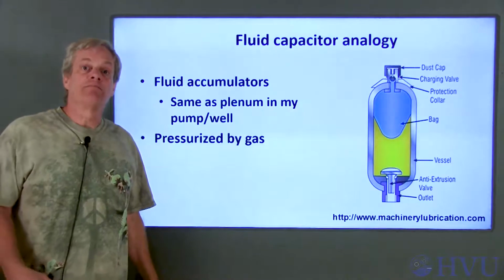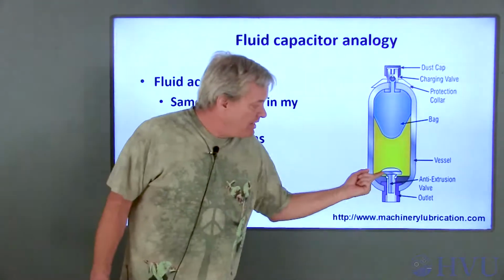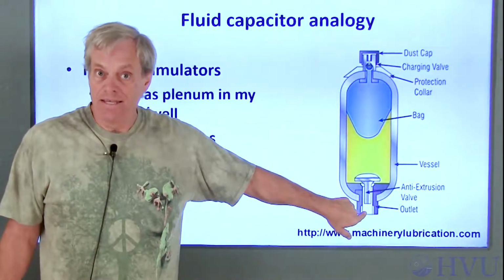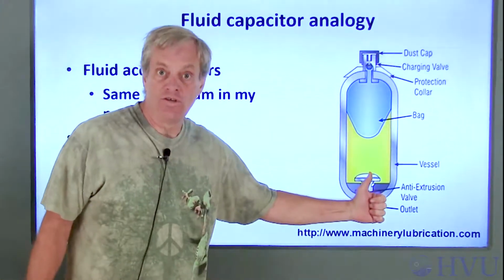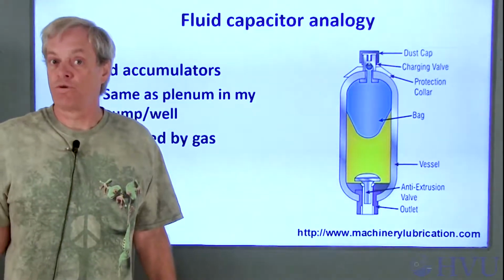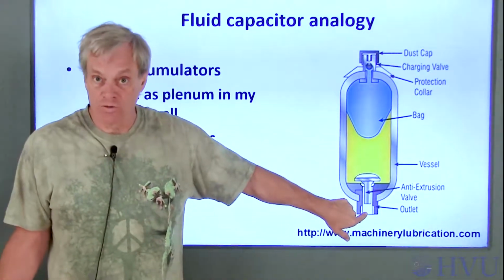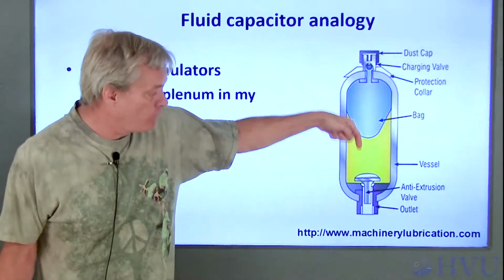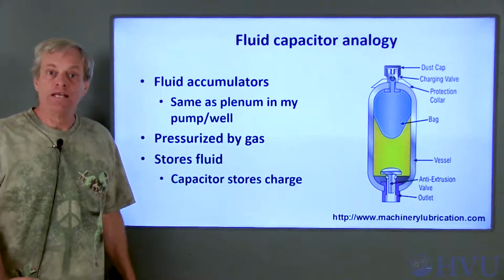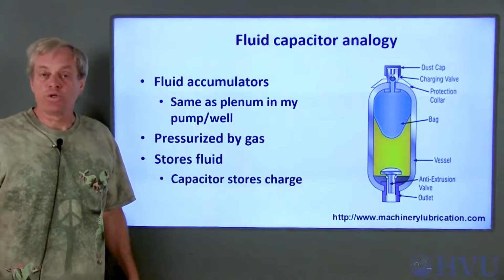Energy is stored by compressing the gas. Liquid can enter or leave the accumulator here. When the pressure is high at this inlet, fluid enters the accumulator and compresses the gas, allowing the accumulator to store fluid. If the fluid pressure here drops, the gas expands and forces fluid out of the accumulator. The accumulator stores fluid in the same way that capacitors store charge.